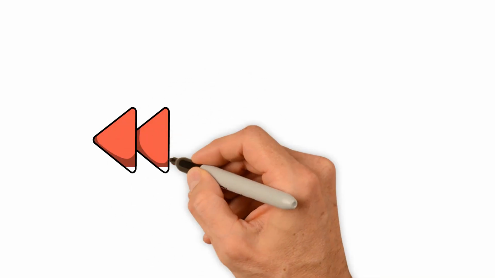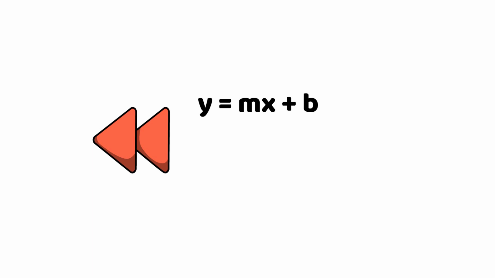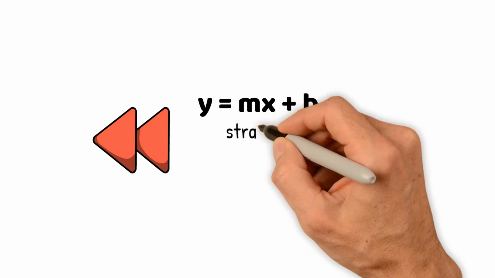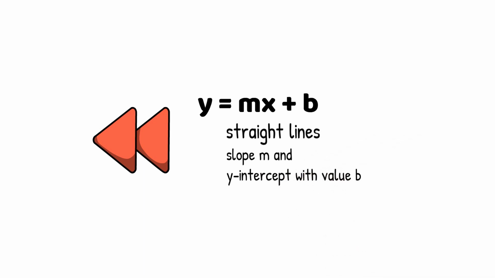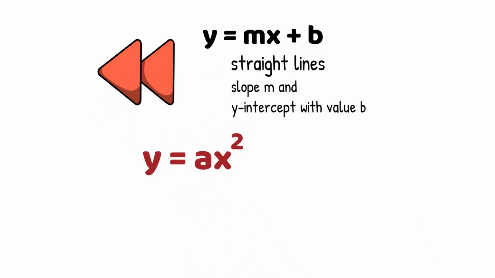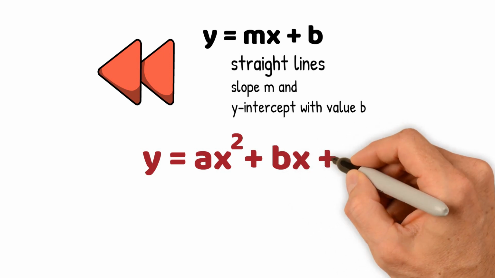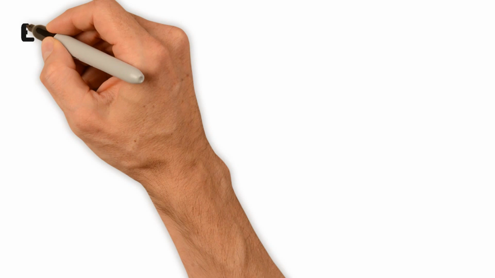Last lecture, we considered equations in y equals mx plus b format, i.e. linear polynomials, and we saw that their graphs give us straight lines with a slope of m and a y-intercept with a value b. This lecture will jump up a degree and consider quadratic polynomials. That is, equations that are structured y equals ax squared plus bx plus c. The idea is similar to what we had before. Let's start with a simple example.